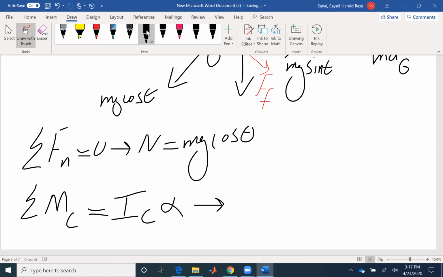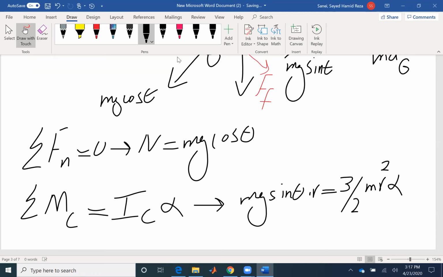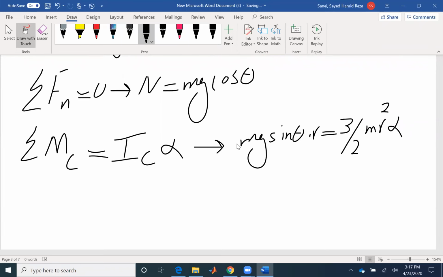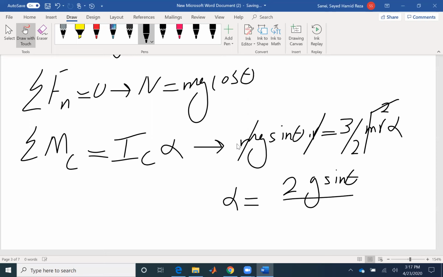About point C, I have only mg sine theta, the tangential component, times the radius, which will give me the moment. I_C would be 3/2 m r squared, times alpha. If I find alpha from this equation, I can cancel m, I can cancel r. So alpha would be 2g sine theta over 3r.